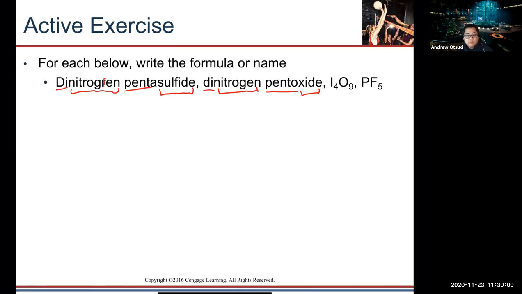And so when we have 2 vowels like that, you're going to drop the vowel and just use the vowel in the element name. So pentoxide. So in that case, we have N2, so di is 2, pent is 5, so 5 oxygen atoms.